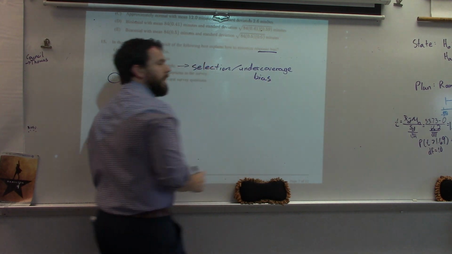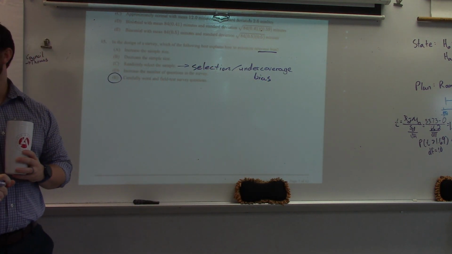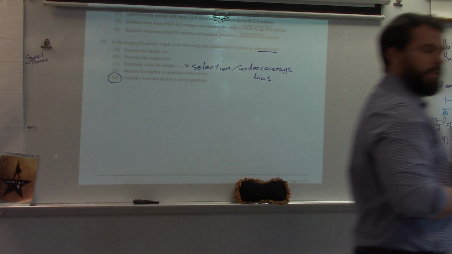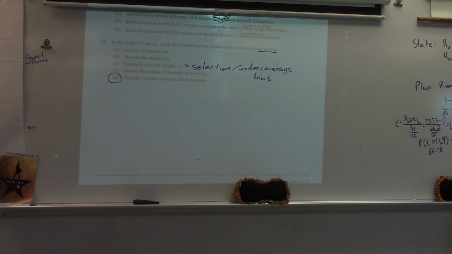So that's what random selection does. It reduces that selection bias or undercoverage bias.